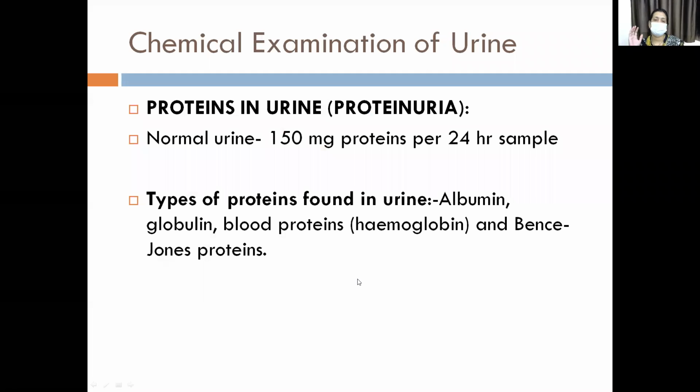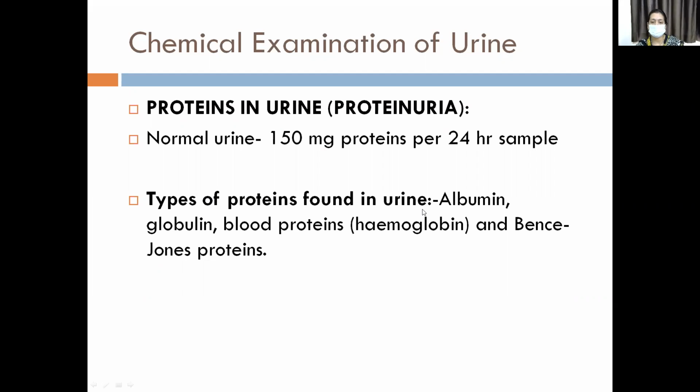So for physical properties, you have to know the appearance, color, volume, that is the quantity, odor, pH, and specific gravity. Six things you have to remember in the physical examination. Now coming to the chemical examination, normal is 150, you all know.